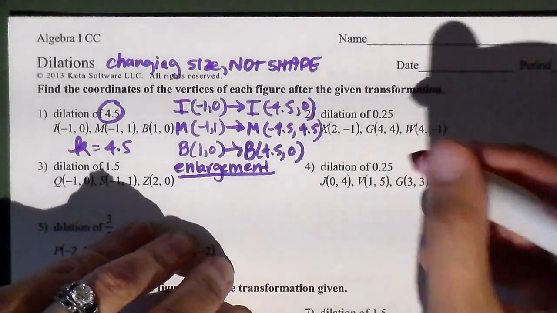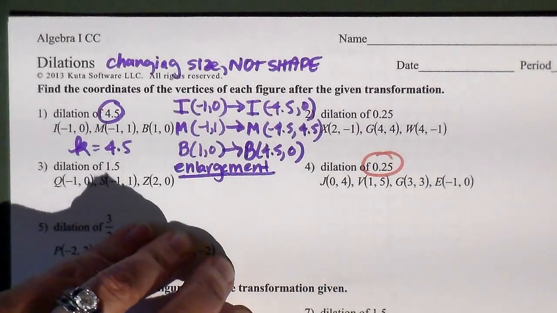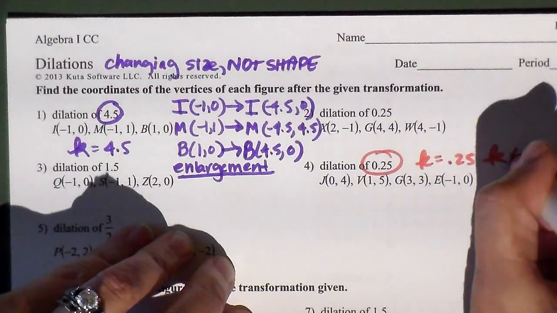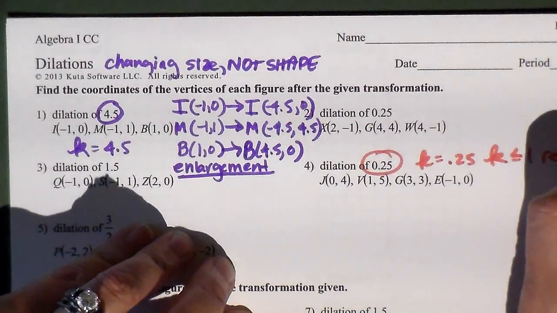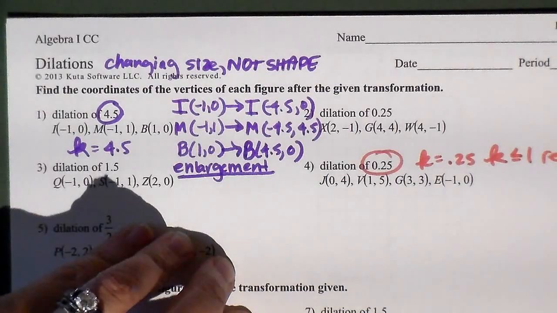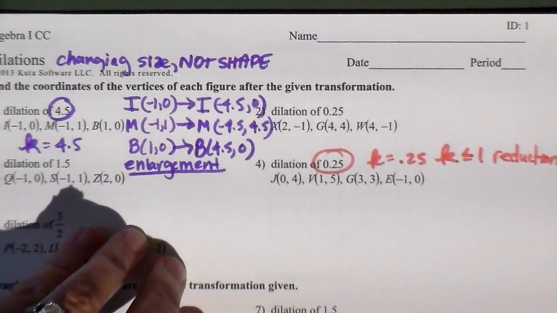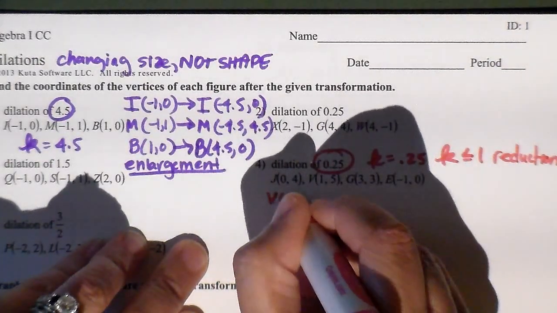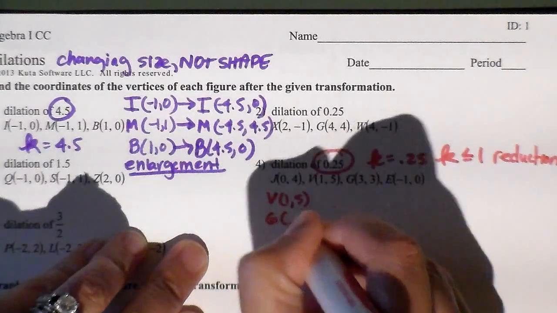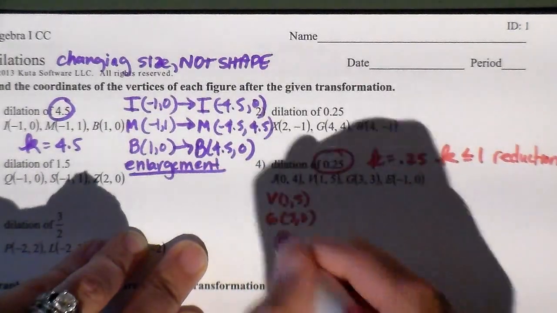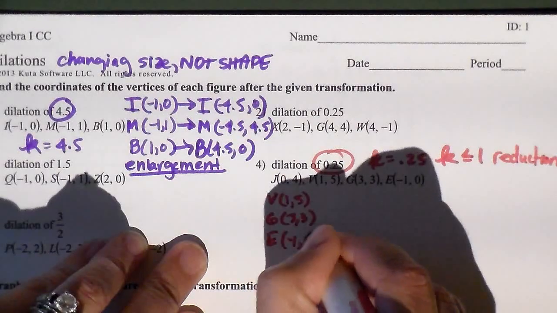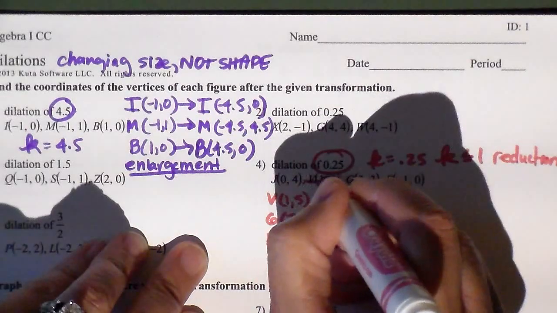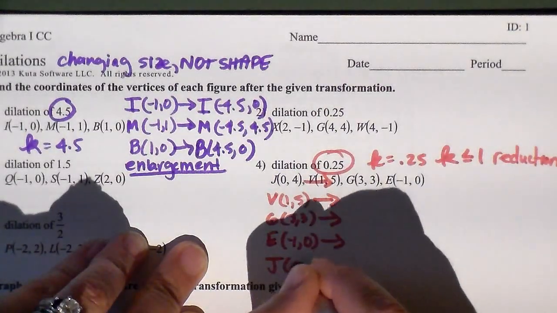Okay, so I'm going to come down here. Now I'm going to do a dilation of 0.25. So K is 0.25. Now since K is less than 1, I have a reduction. So I'm going to take all of these coordinates. J is at 0, 4, V is at 1, 5, G is at 3, 3, E is at -1, 0. And I'll write J again down here. J is at 0, 4.